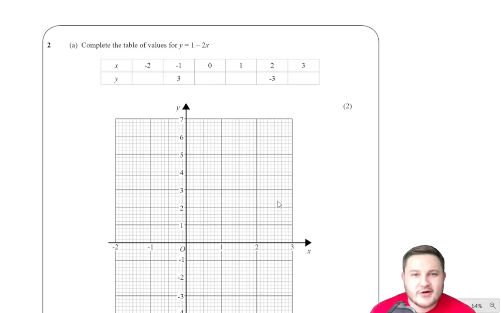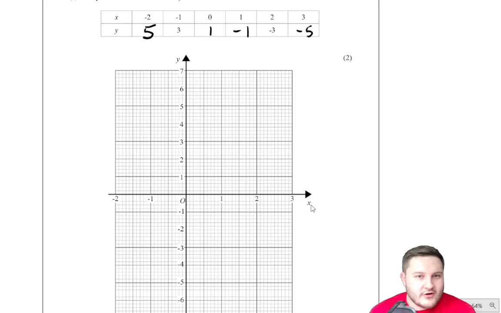Okay then, so again I would start on this end just because I think it's easier to deal with the positive value. So 1 take away 2 times 3. Well, 2 times 3 is 6. 1 take away 6 is negative 5. 1 take away 2 times 1 is going to be negative 1. 1 take away 2 times 0, well, that's 1. And 1 take away 2 times negative 2, well, that would be 1 take away negative 4. And if you subtract a negative, you add. So this is going to be 5.